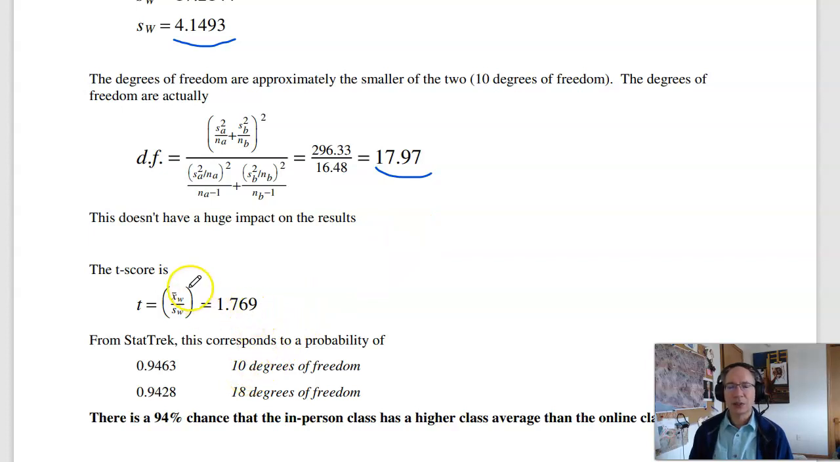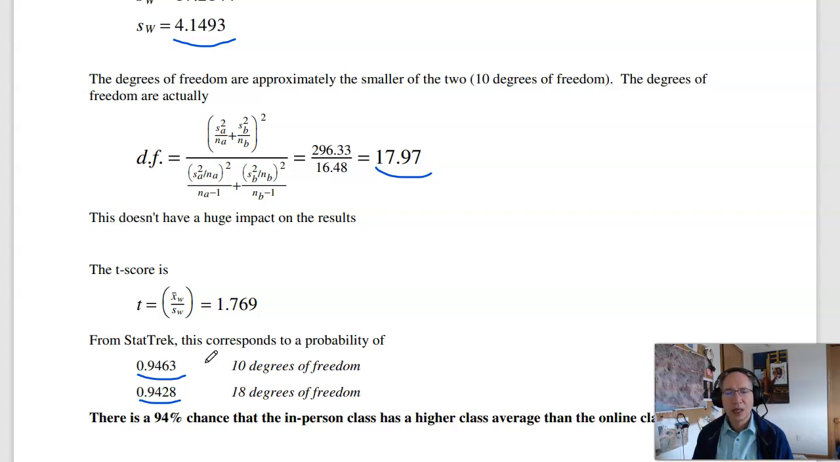Find the t-score. That's x over s, 1.76. Go to a t-table and find out what is 1.76 given 18 degrees of freedom. And the probability is 94%. If I use 10 degrees of freedom, it's also 94%. So the degrees of freedom don't really have a huge impact when you're up around these numbers.